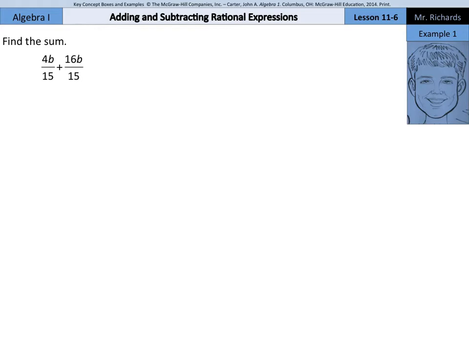Our first example has us find the sum, 4b over 15 plus 16b over 15. Well, we already have a common denominator. And if you think back, if you had something like 4 fifteenths plus 16 fifteenths, you would just add the numerators. Well, since we have common denominators here, we can still just add the numerators. So we're taking the 4b plus 16b, that's still going to be over 15. Well, 4b plus 16b is 20b over 15.